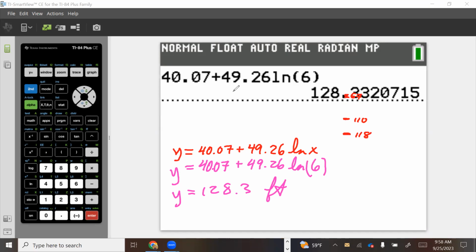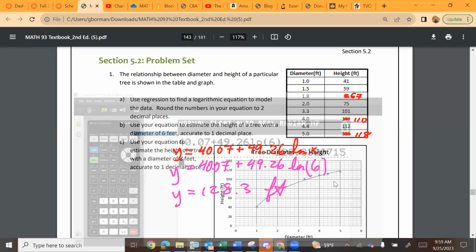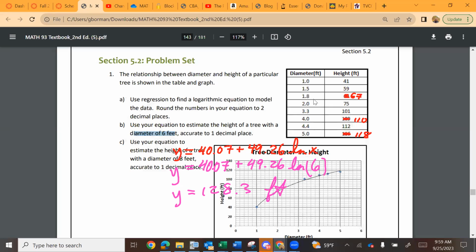Does that seem reasonable based on all the other data? Well, the data only goes up to 5-foot diameter with 118-foot height. If you go up 1 more foot in diameter, we expect the height to increase. Not like, hey, now it's 500 feet tall, but a bit. So it goes up another 10.3 feet. Okay, cool. So that's how that's done.